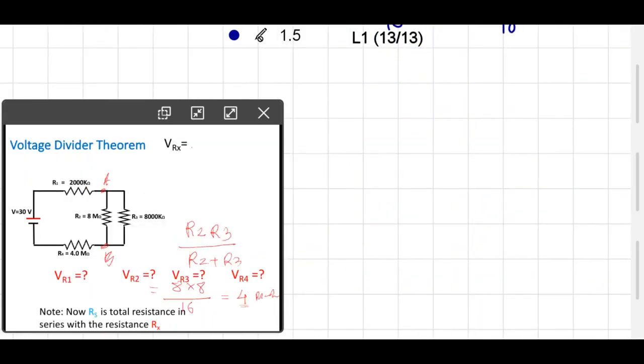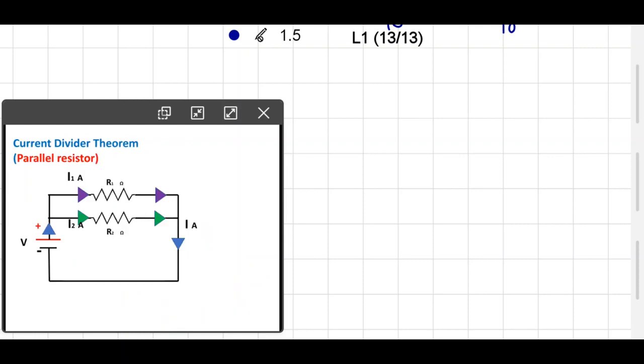Let us talk about the current divider theorem. Now we saw that if we apply a voltage in the circuit, according to KVL, we know that it is divided across all resistances in the circuit. Similarly, if branching is there, we see that the current is divided.